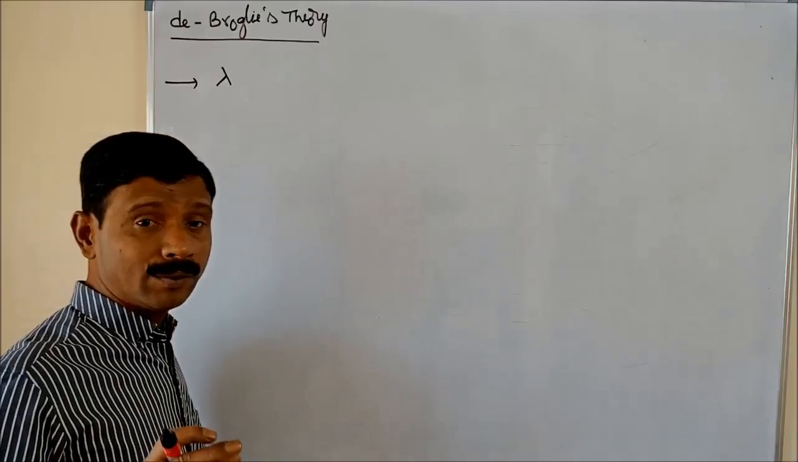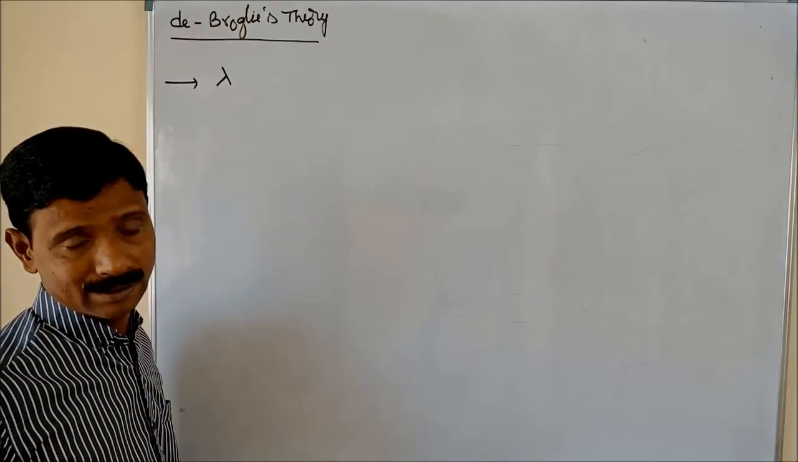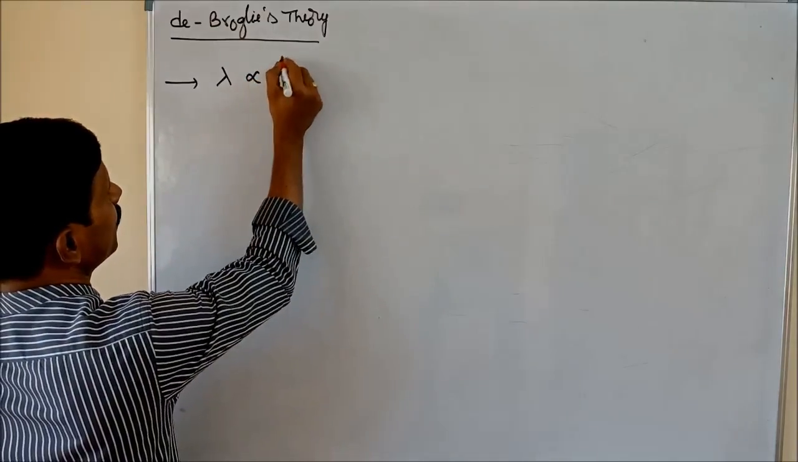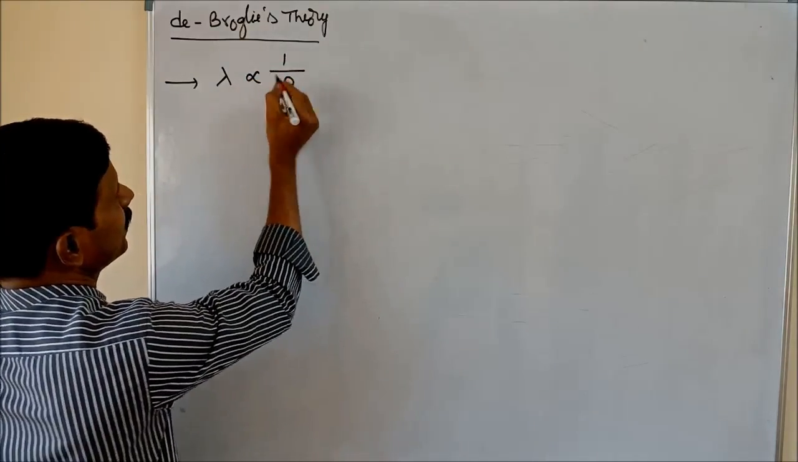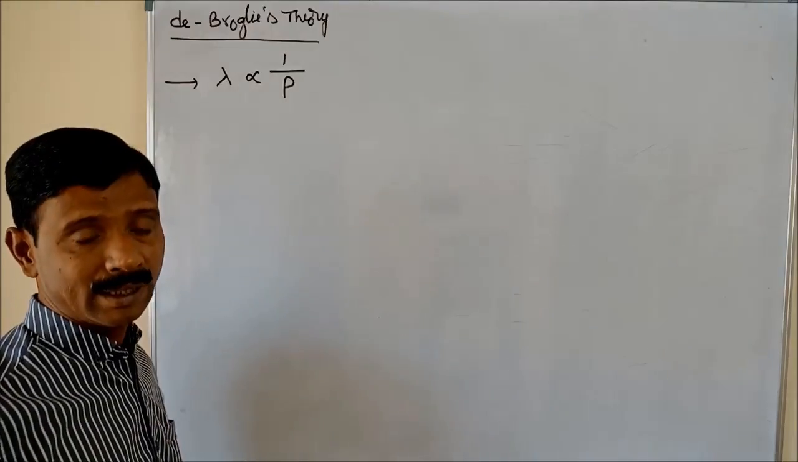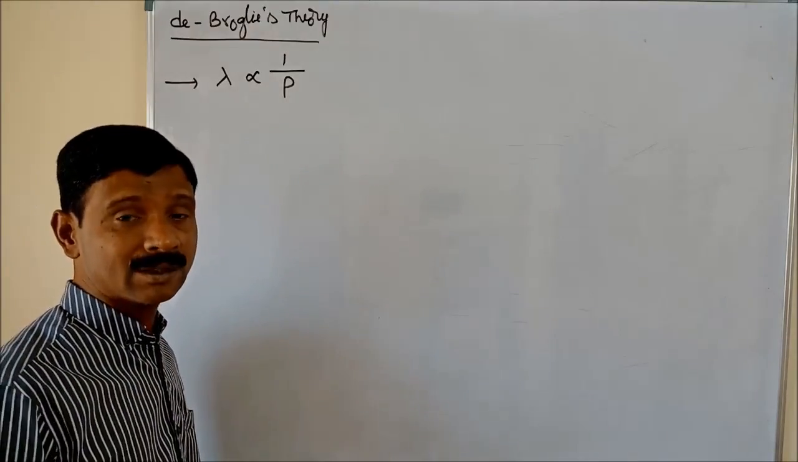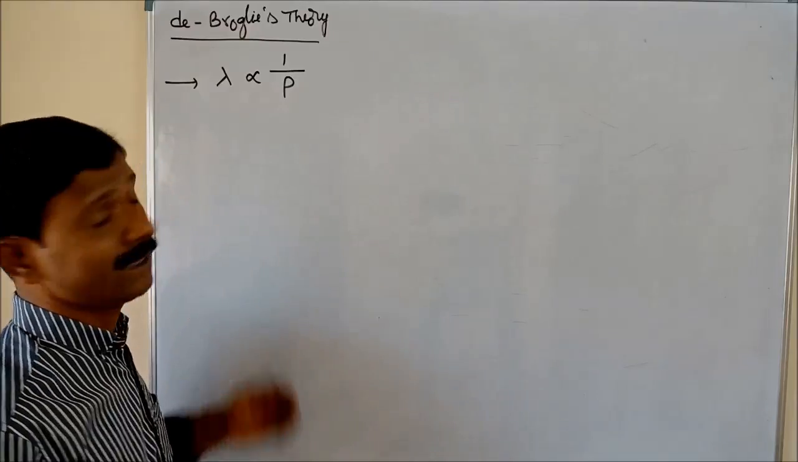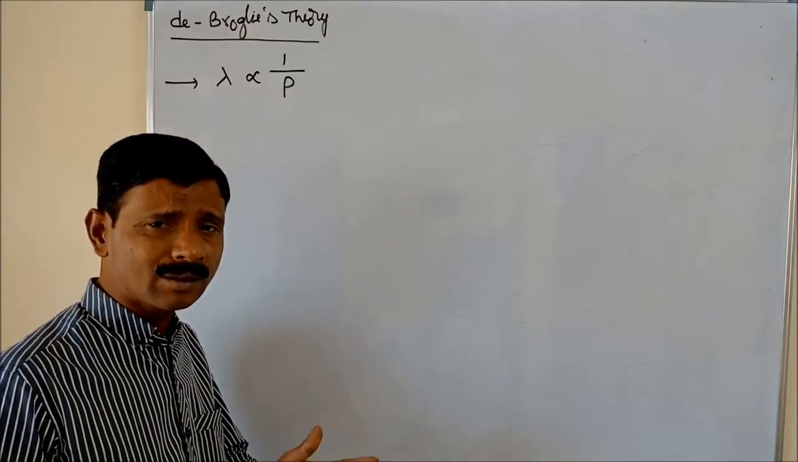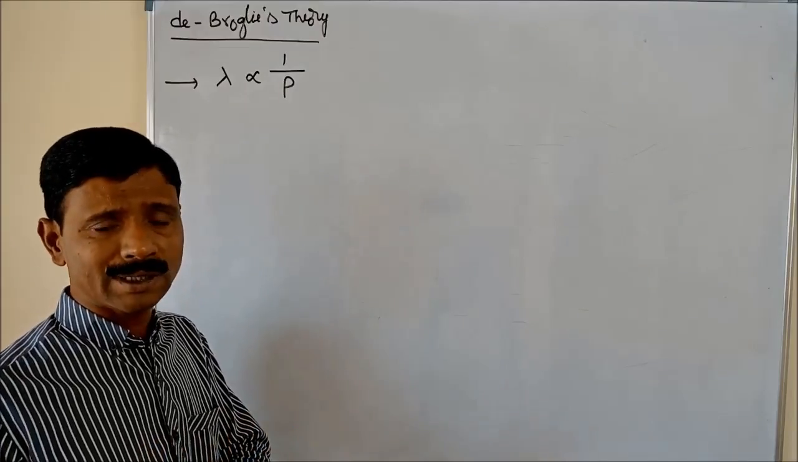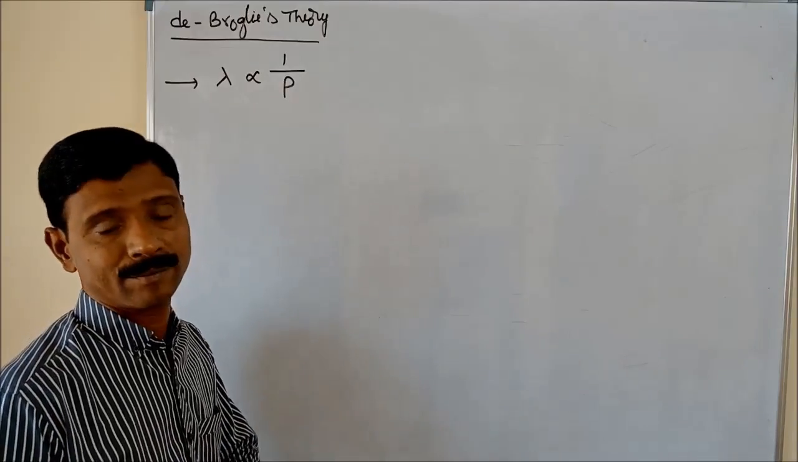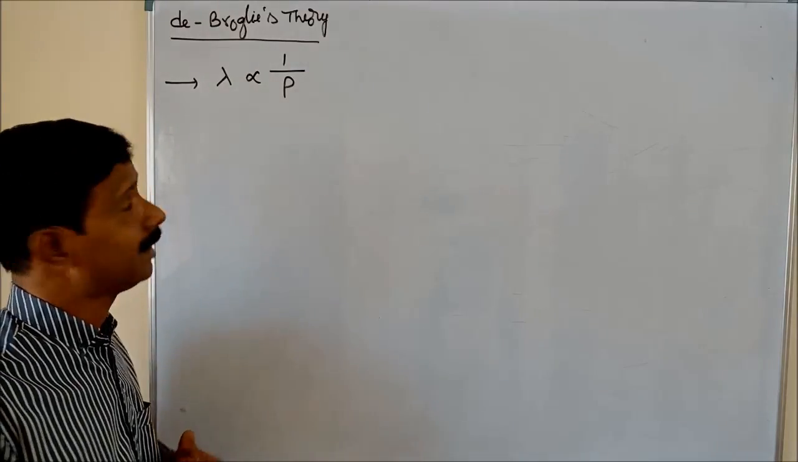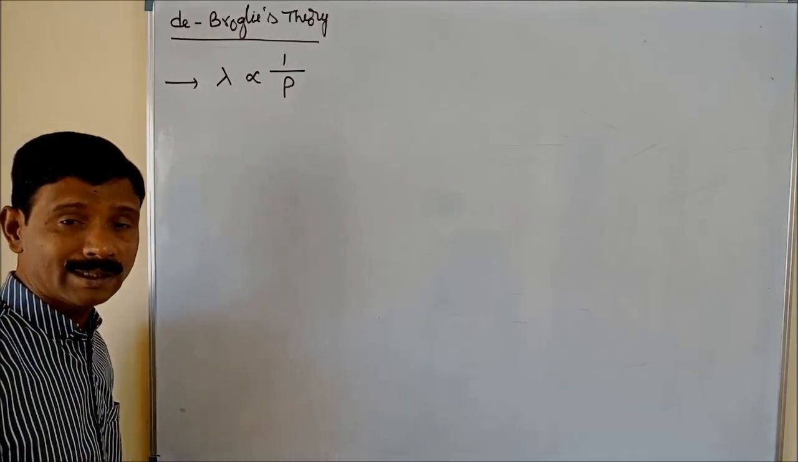the wavelength of any material particle like an electron is inversely proportional to its momentum. This is the statement given by de Broglie, based on the dual nature of the electron. That means, according to his assumption, the electron has both particle and wave nature. So as per that, the wavelength of that material particle is inversely proportional to its momentum.